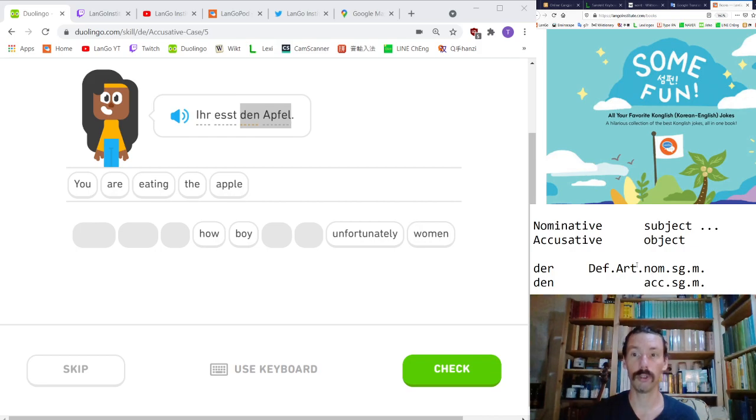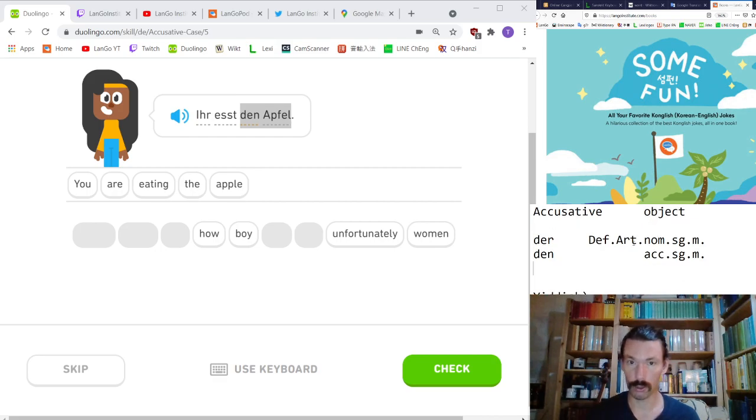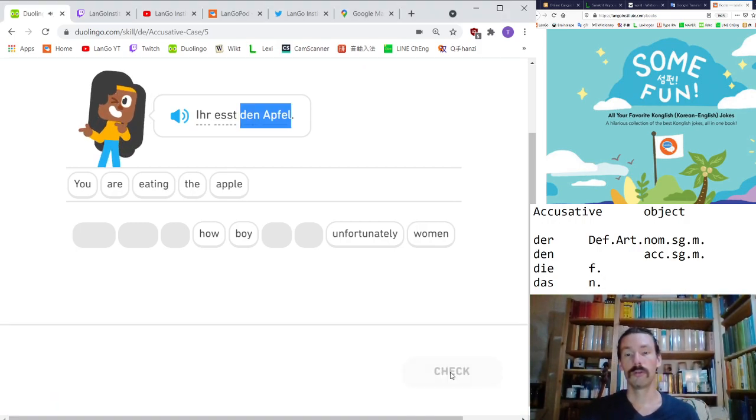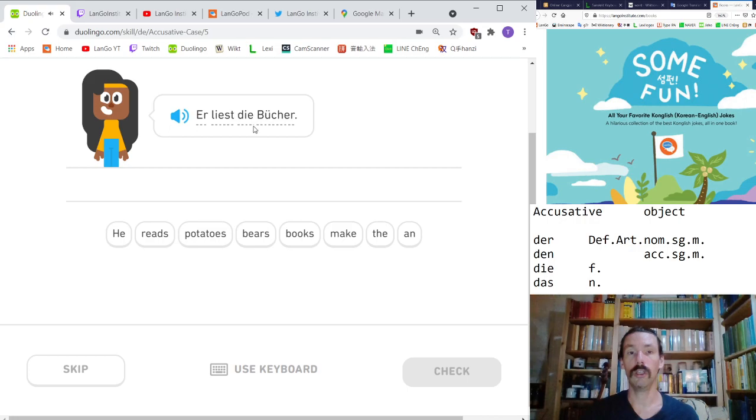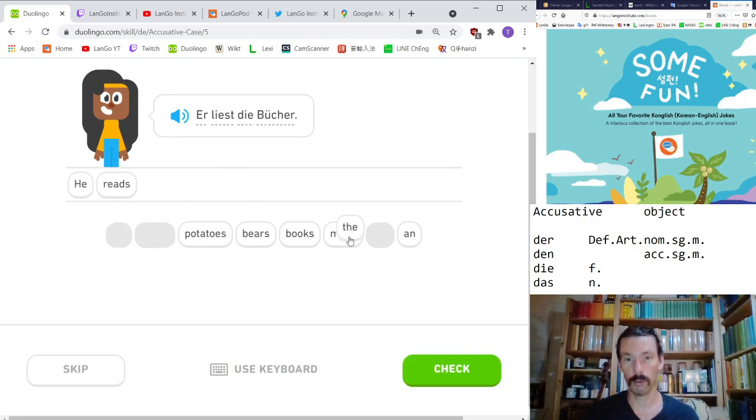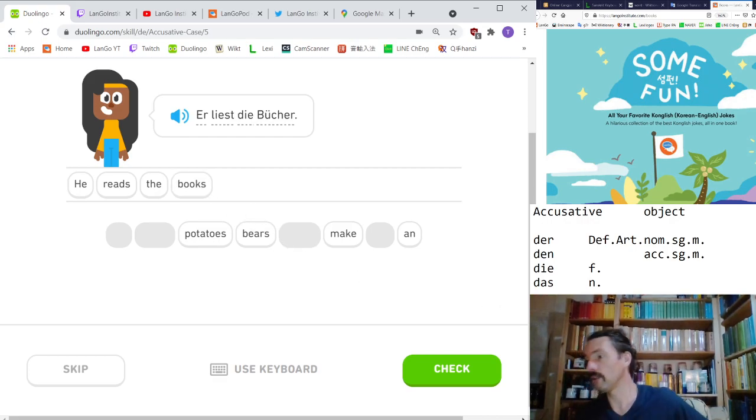For feminine and for neuter, the two articles are going to be the same. If you're new to German, it's good to know that it's die, feminine, das, neuter. Not M, but N. Neuter means neither masculine nor feminine. Liest die Bücher. He reads the books. There's that plural form that we were mentioning, looking at the Norse one.